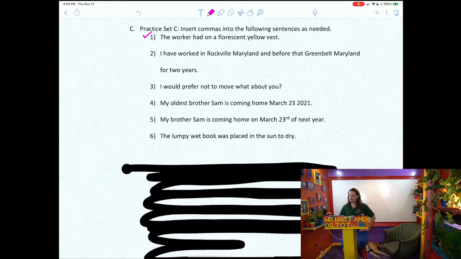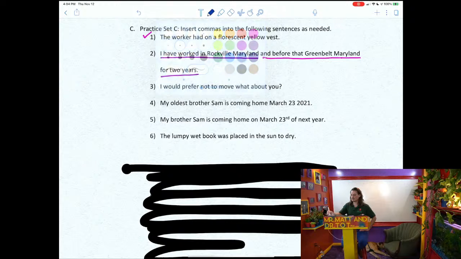Number two, I have worked in Rockville, Maryland, and before that Greenbelt, Maryland for 2 years. So we have this parenthetical clause, and before that Greenbelt, Maryland, that kind of injects extra non-essential information, where the true essential information or meaning of the sentence is I have worked in Rockville, Maryland for 2 years. So we need commas surrounding the parenthetical clause.